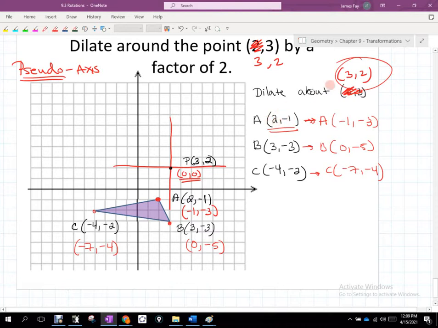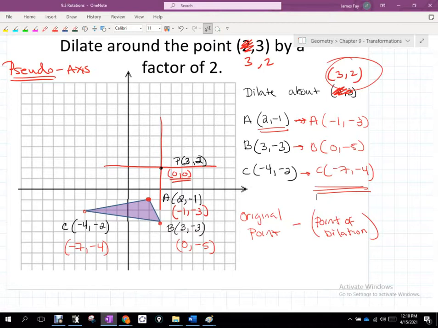If I take this one and subtract that one, don't I get that? 2 minus 3 gives me -1. -1 minus 2 gives me -3, right? 3 minus 3 gives me this 0. -3 minus 2 gives me -5, right? -4 minus 3 gives me -7. -2 minus 2 gives me -4. Okay? So that process was original point minus point of dilation. That will give me this red column there.